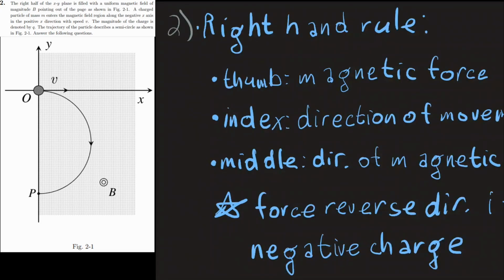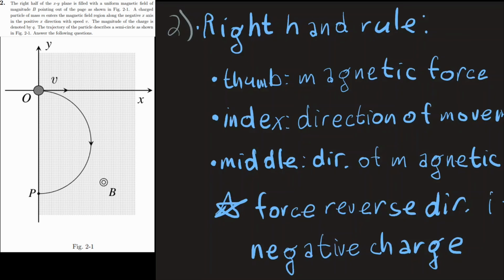Next is the section 2 question, which says, the right half of the xy plane is filled with a uniform magnetic field of magnitude B pointing out of the page as shown in figure 2-1. A charged particle of mass m enters the magnetic field region along the negative x-axis in the positive x direction with speed v. The magnitude of the charge is denoted by q. The trajectory of the particle describes a semicircle as shown in figure 2-1. Answer the following questions. So this is, of course, a question about charges in a magnetic field.